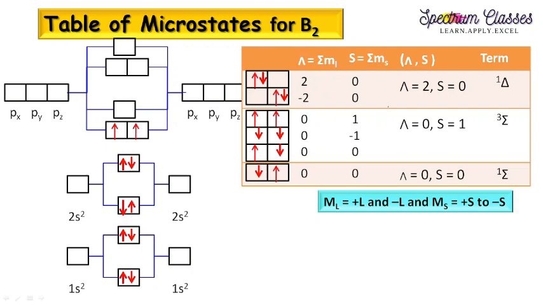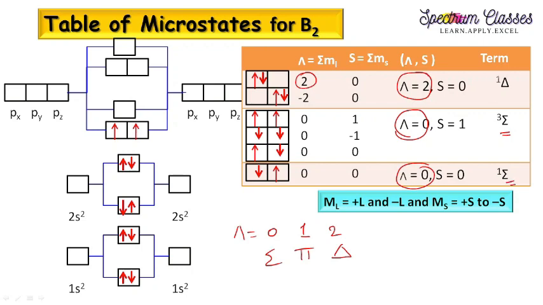Now assigning the term. For lambda equal to 0, we have sigma. For lambda equal to 1, we have pi, and for lambda equal to 2, we have delta. So this is the lambda and this represents the delta state. Here this represents the sigma state, and again this represents the sigma state. Now we are going to represent the multiplicity. S equal to 0 means 2S plus 1 is equal to 1. And if S is equal to 1, then we have 3.